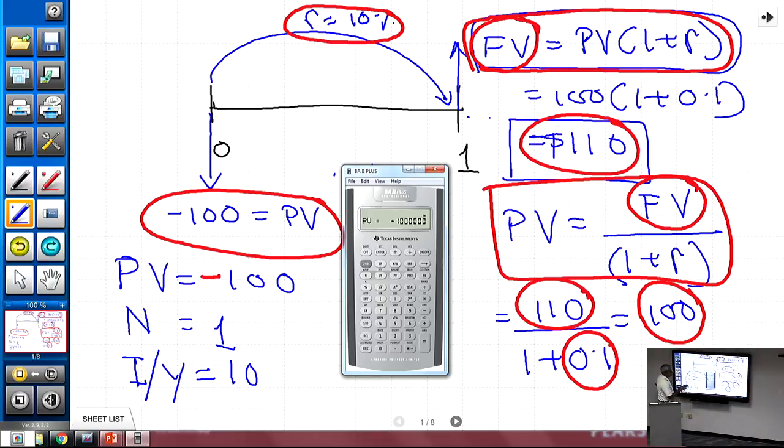The negative sign, you can ignore the sign, but you need to remember that the calculator convention is to enter all present values as a negative number, even if present value is not a cash outflow. Okay, so that's a simple exercise on using the calculator to solve simple problems like this.